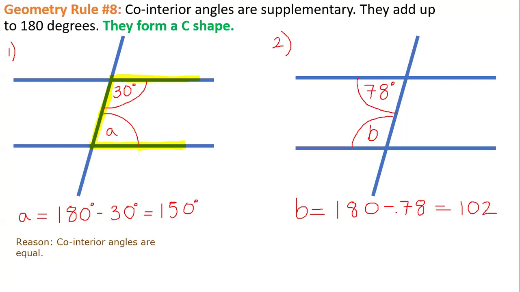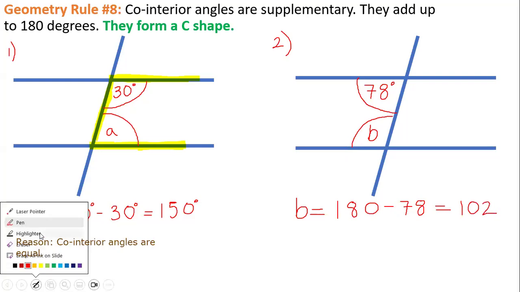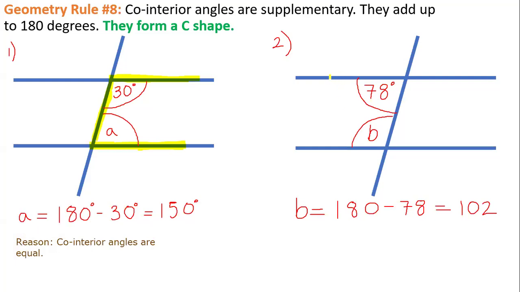And the reason why we subtract them is because, remember, they are co-interior angles, and co-interior angles must add up to what? 180 degrees. And they form a C shape. Do you all see the C shape? It is a backward C. You all see it, right? All right, so this is the C shape that we have here.